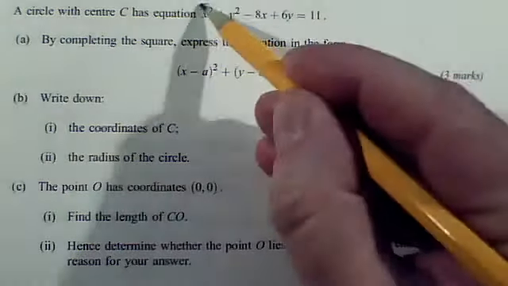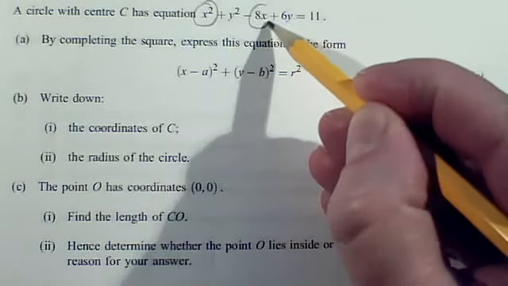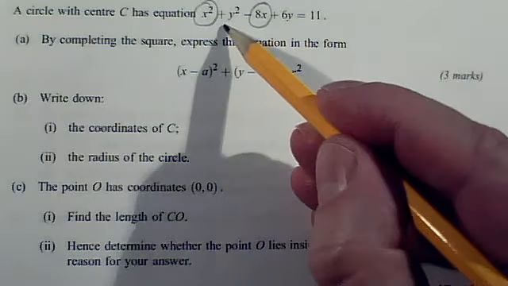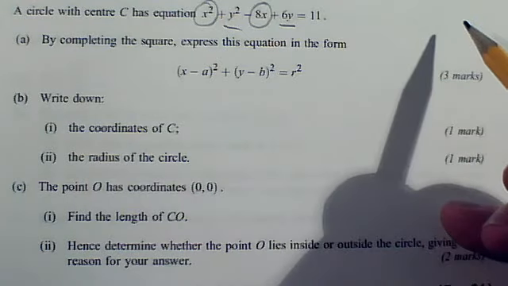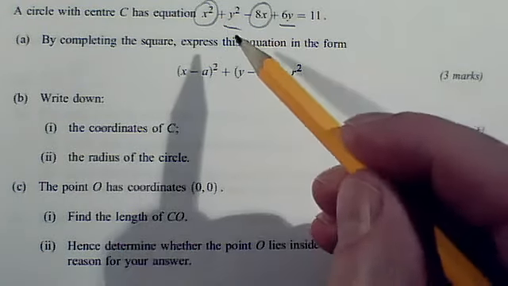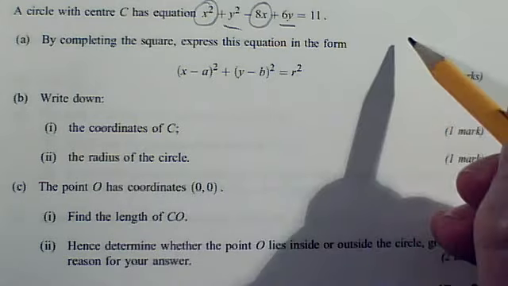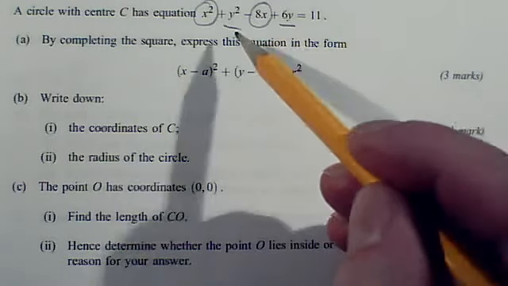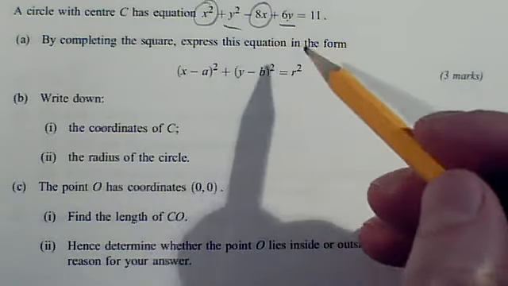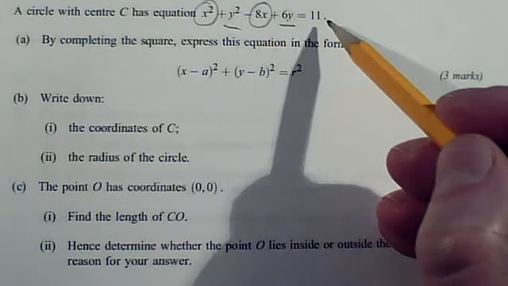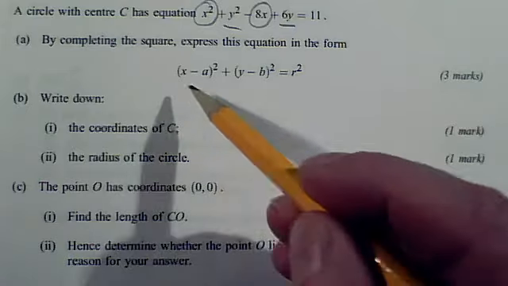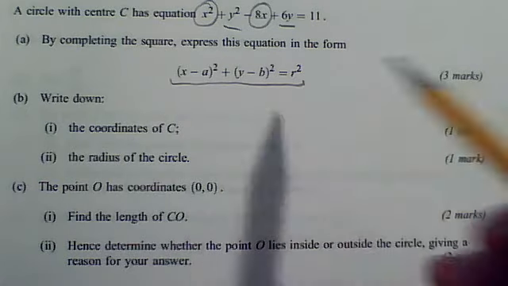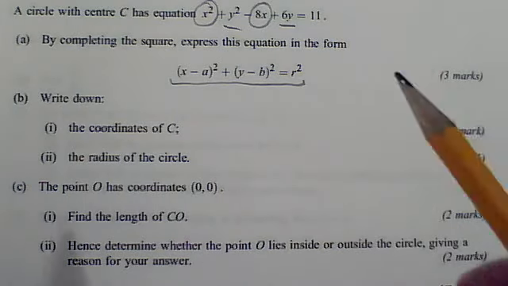Now I strongly recommend you look at your x's separately, you look at your y's separately, you get an expression for the x's in completed square form and for the y's in completed square form, and you put those two things added together back on one side of the equation. You don't forget the equals 11, and then you simplify your constants and get your equation in that form. Should be 3 easy marks.